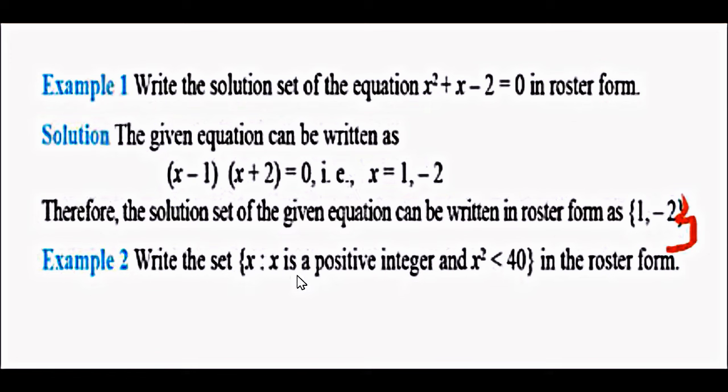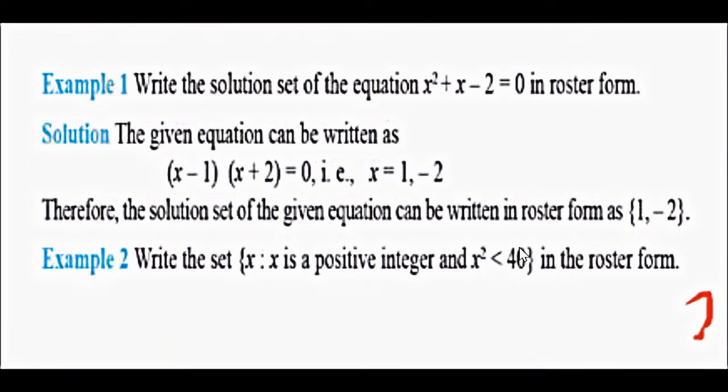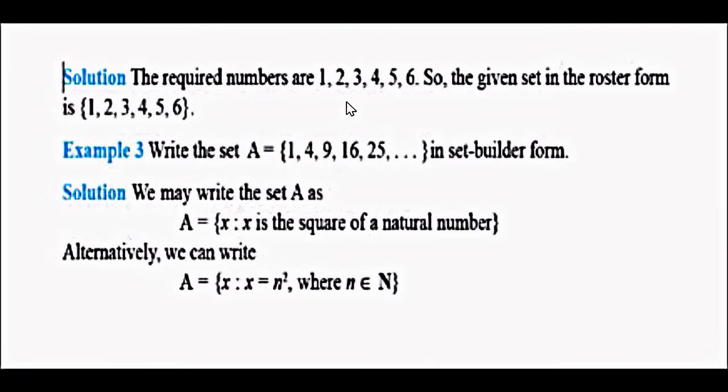Now we come to the second example where x is a positive integer. So x needs to be a positive integer and x square is less than 40. How can we get x square less than 40? 1 square is, yes, less than 40. Then 2, then 3, then 4, 5 squared is 25, 6 squared is 36, 7 squared is 49. So we cannot go beyond 6. We have to limit ourselves to this answer, which is 1, 2, 3, 4, 5, 6. And how are we going to write it? Braces 1 comma 2 comma 3 comma 4 comma 5 comma 6.